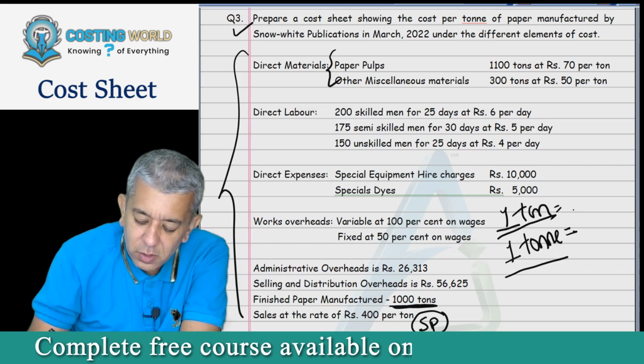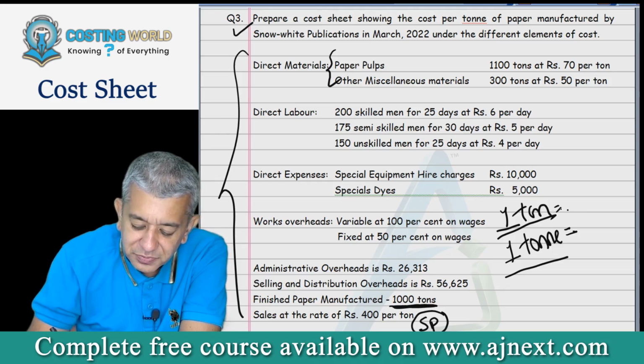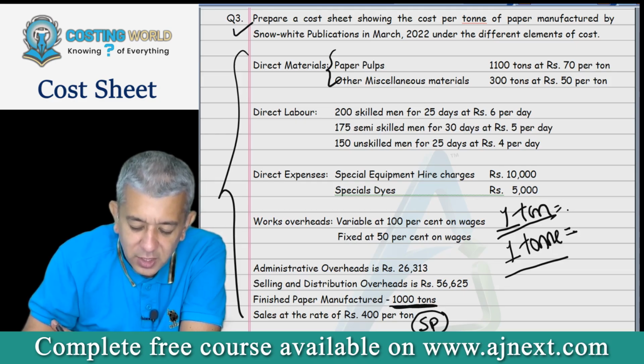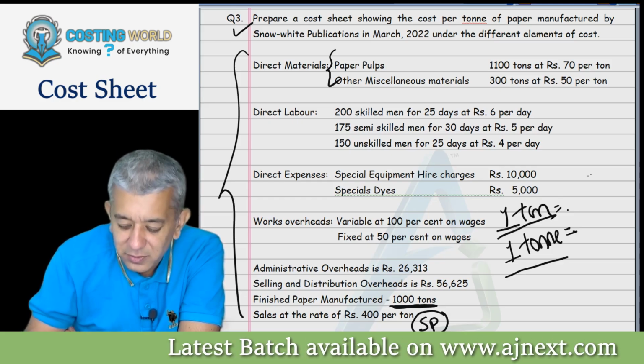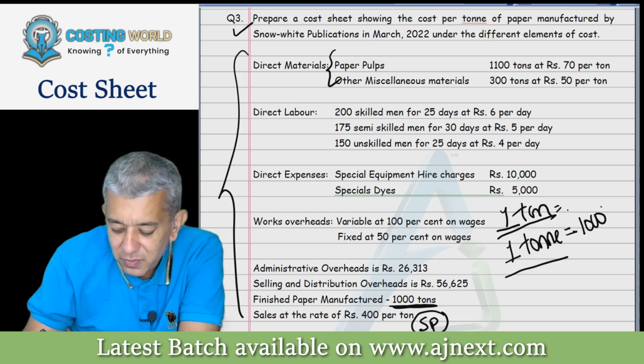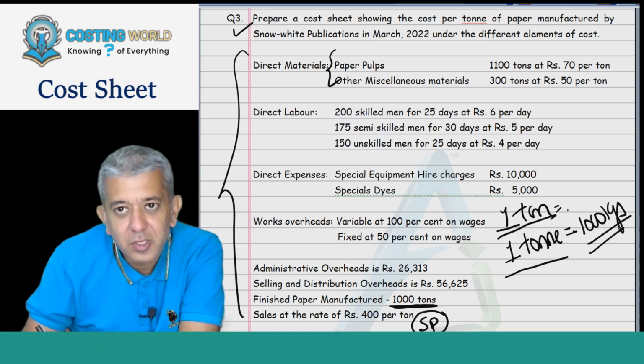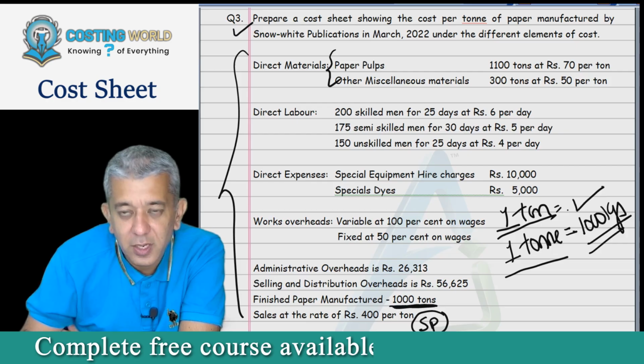One ton is equal to how many kgs? 1000 kg. Okay, but which ton? Upper one or lower one, or both only, sir? Lower one. Lower one. 1000 kgs. What is this 1 ton?